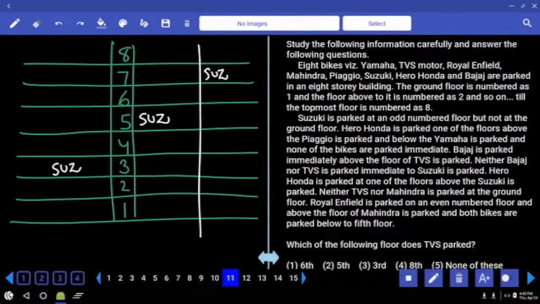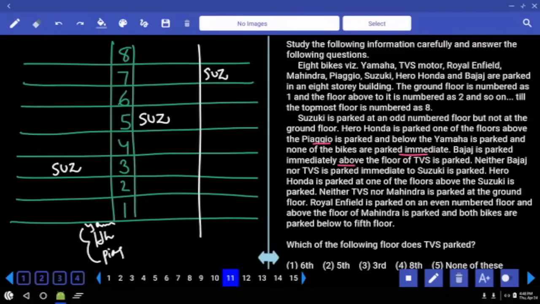And Hero Honda is placed at one of the floors above Piaggio. Now Hero Honda is above this Piaggio, and below Yamaha. Now Yamaha is here. Yamaha, Hero Honda and Piaggio is parked below Yamaha. And none of the bikes are parked immediate to each other. Hence, among these 3, none of these 2 are immediate. Hence, they must be at least in the alternate places.